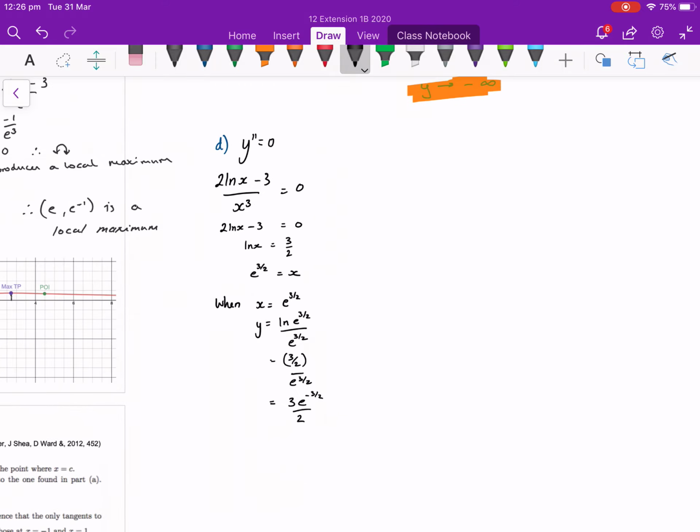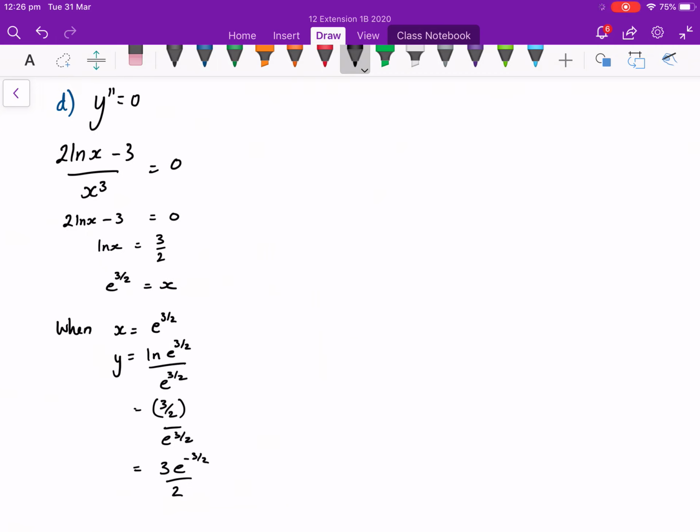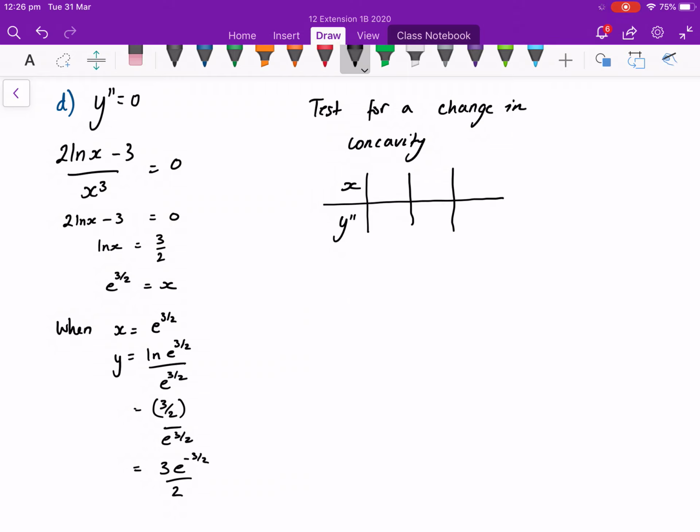That's our point. Now we just need to show that this is a point of inflection, so we need to test for a change in concavity. So using the second derivative, we've got our x value and we've got our second derivative. So our middle value, which we know is our potential point of inflection, is when x is equal to e to the power of 3 on 2. So we can choose a value larger than that, which is e squared, or we can choose a value smaller than that, which we know is e.